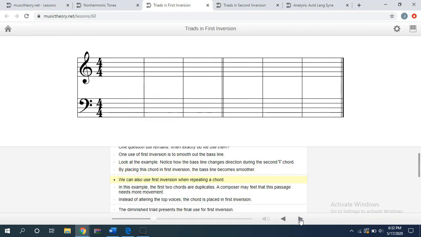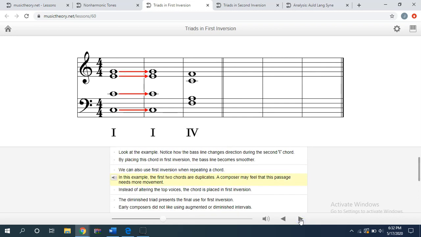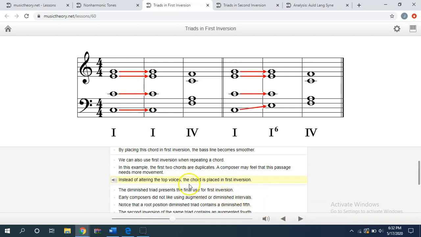We can also use first inversion when repeating a chord to make a different sound. So in this example, the first 2 chords are duplicates, but it's a little boring, so maybe we feel like it needs more excitement. Here's what it sounds like without any changes. So instead of altering the top voices, let's just change the inversion. Same sound, but you can hear it's now going somewhere.